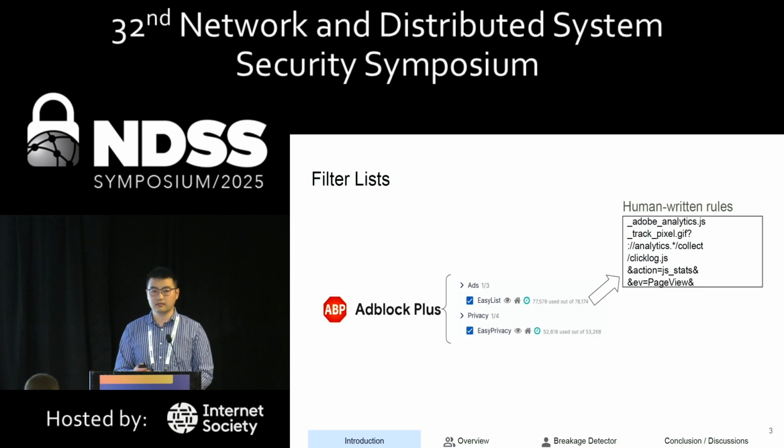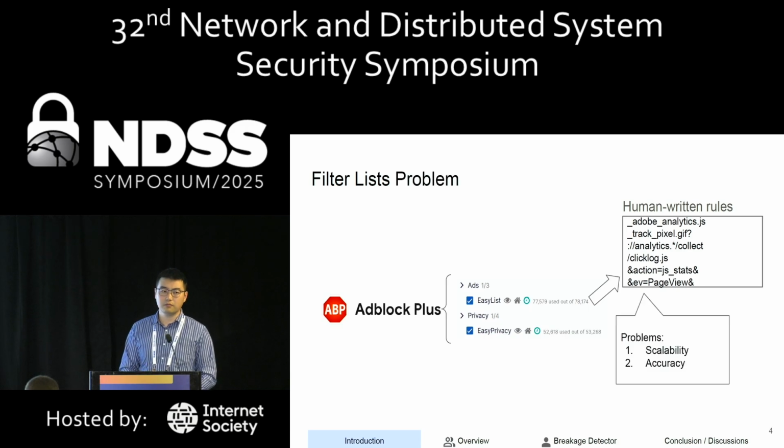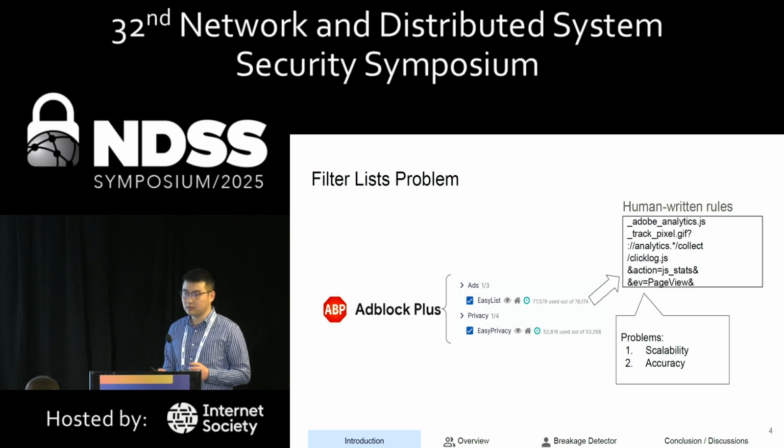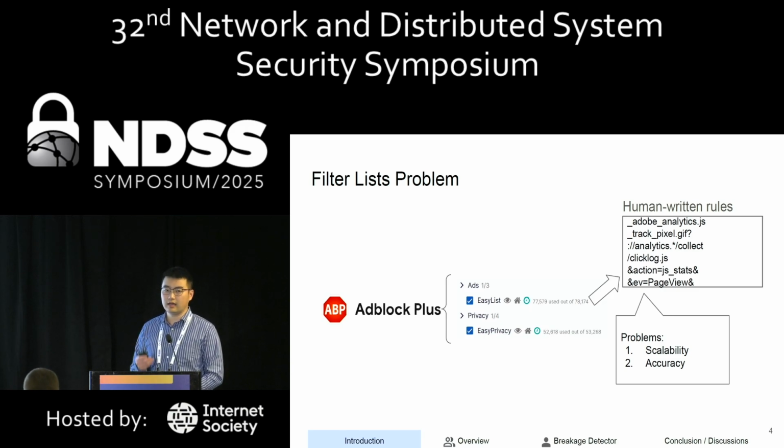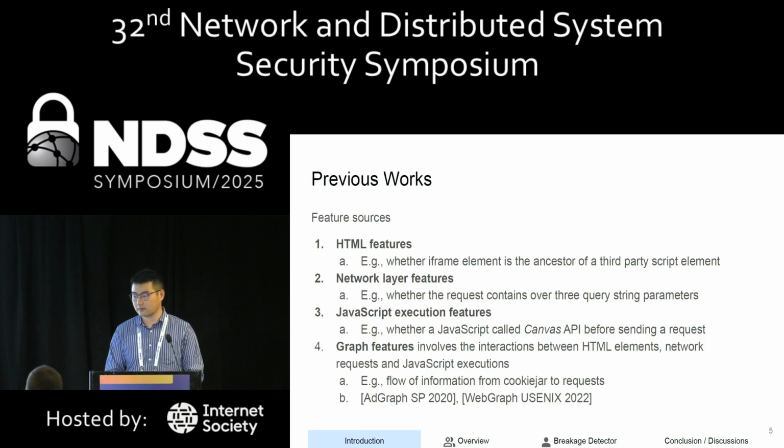Those filter lists are human-written. They basically contain a bunch of rules. If a rule matches a request, then that request is simply blocked. The problem with this approach is, first of all, scalability. For every new type of tracker, a privacy developer has to come along, investigate the issue, and adjust the rules accordingly. And because they are human-written, privacy developers can make mistakes, blocking non-trackers.